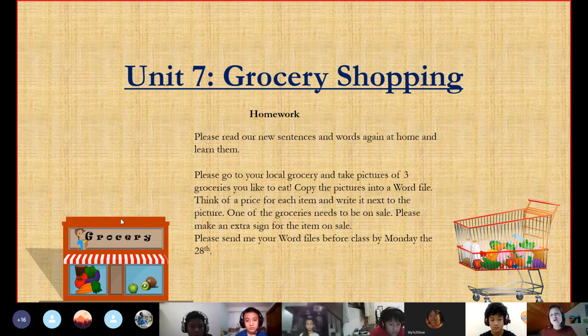But one of the groceries needs to be on sale. Okay, so you can make an extra sign, maybe yellow, and say, okay, this is on sale. This is a special item on sale. And when you're done, please send me that Word file with your pictures and your groceries before our class. So on Monday next week, that would be great.